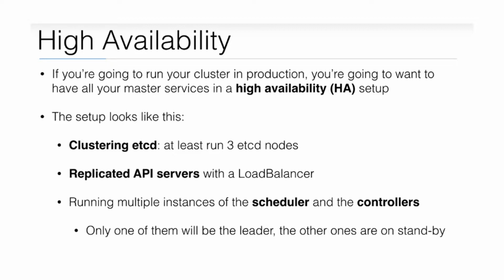Now we're going to talk about the production grade setup. Normally, a production grade setup requires the master service in HA mode, and also clustering of etcd and replicating the API servers with the load balancer, and running multiple instances of the scheduler and controllers. Only one of them will be the leader and the other nodes will be in standby mode.